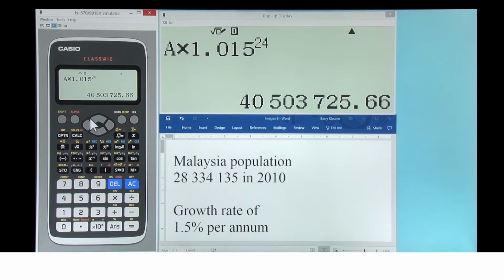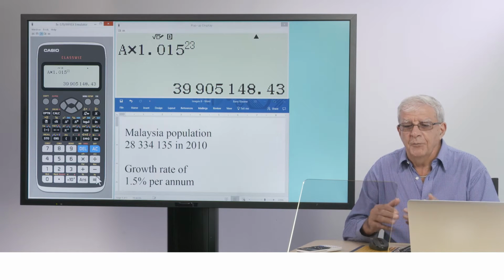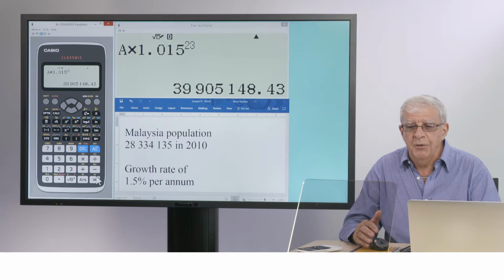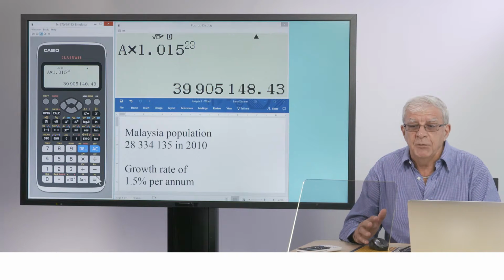So we might say 23 years would be the best prediction, and you can see that's a little bit less than 40 million. So after 23 years, the population is modelled to be almost 40 million, assuming that the growth rate stays the same over that period. Well, this is a useful way for students to begin exploring an exponential model. There are more efficient ways of doing so on ClassWiz.